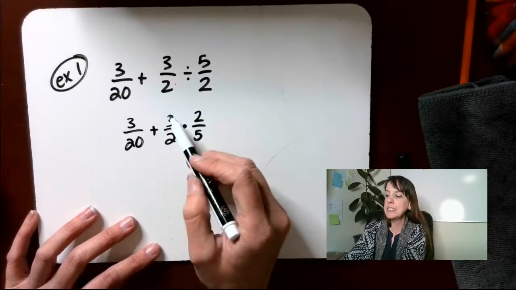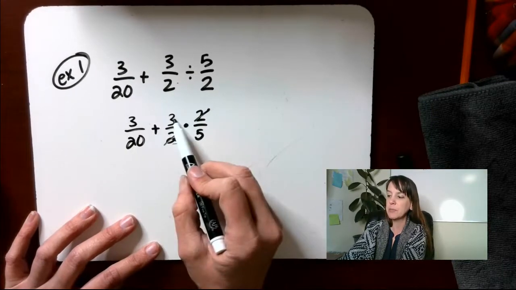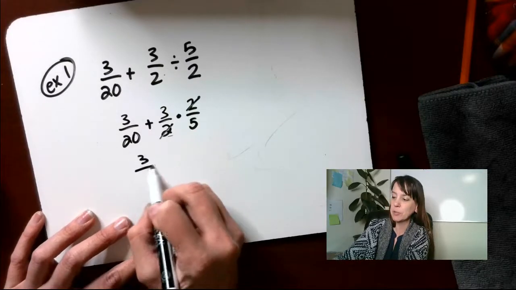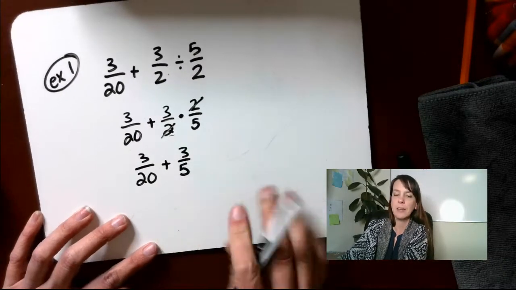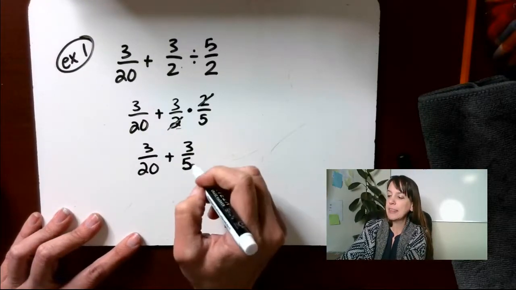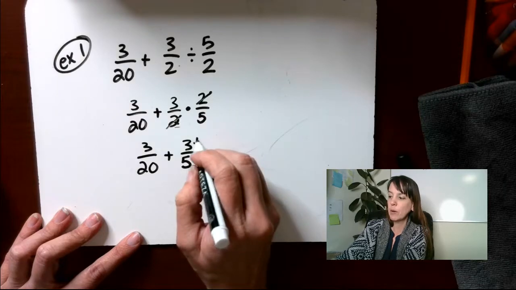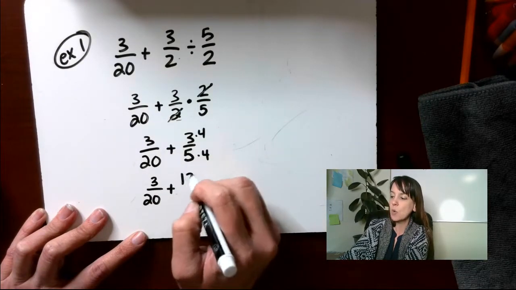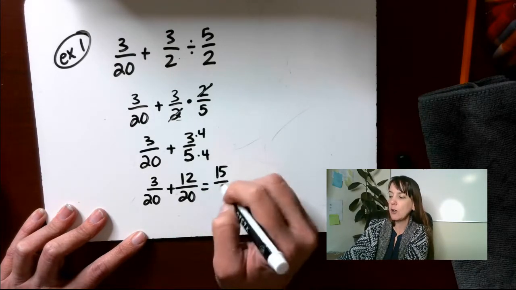So we're going to deal with all this first, right? This cancels out with this, and I'm left with 3 times 1 and 1 times 5. So basically, I'm left with 3 over 20 plus 3 times 5, okay? Multiply, now we need a common denominator. That's going to be 20. So we're going to multiply this by 4 and this by 4. I end up with 3 over 20 plus 12 over 20 equals 15 over 20.